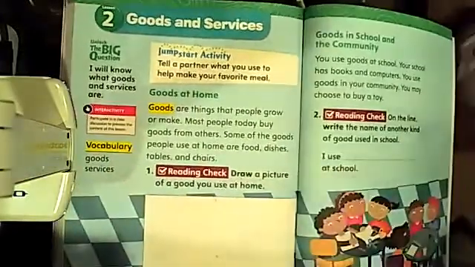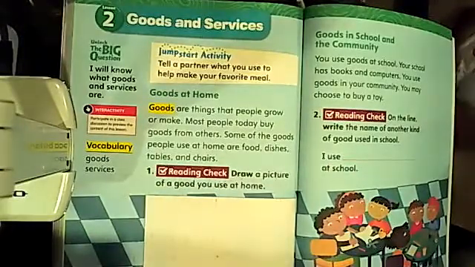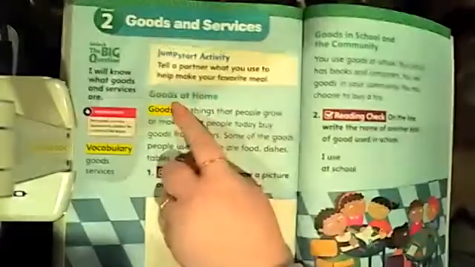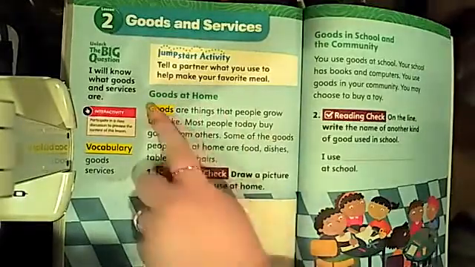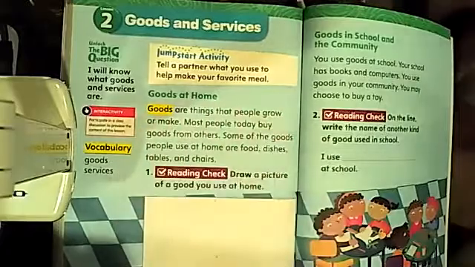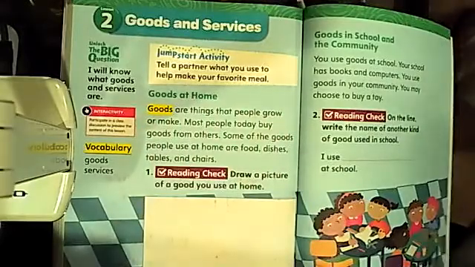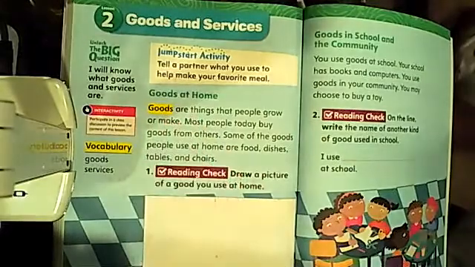So go ahead and find the very first heading and put your pointer finger on it. Hopefully you're pointing right there. Goods at home is our very first heading, and goods at home means this entire section right below it is going to be about goods at home. So pointer fingers are ready. We're pointing to the very first word and we're reading along with Miss Wilhelm.